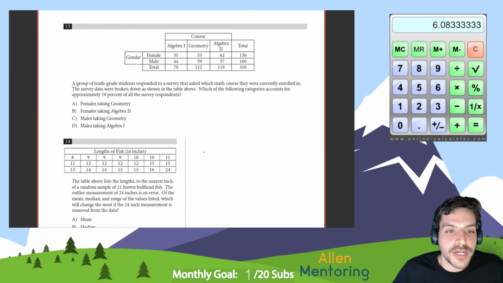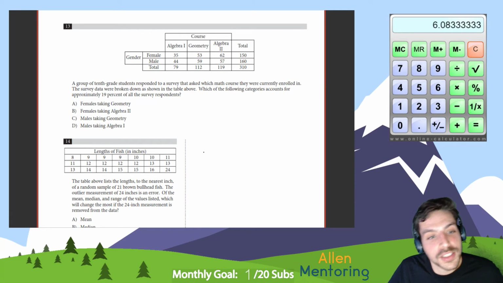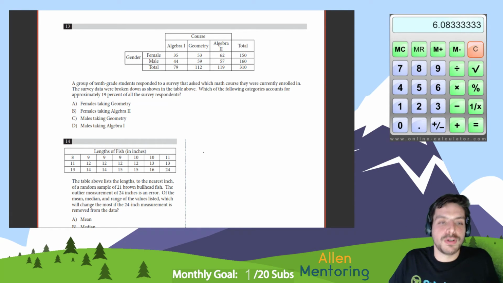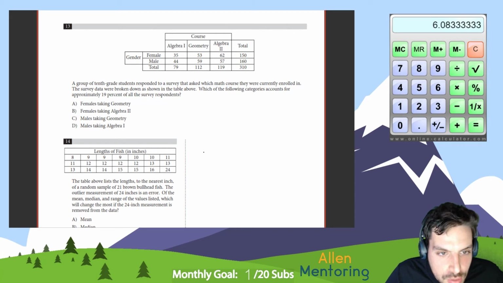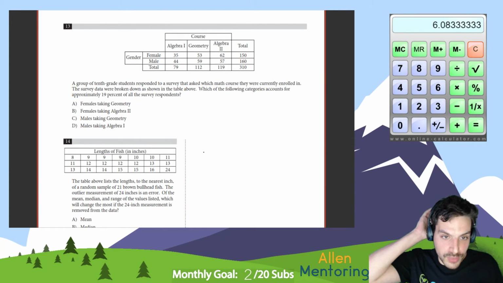So a group of 10th grade students responded to a survey that asked which math course they were currently enrolled in. The survey data were broken down as shown in the table above. Which of the following categories accounts for approximately 19% of all survey respondents? Ooh, I'm seeing this version of the problem. I like it. So, which of the following categories accounts for approximately 19% of all the survey respondents?